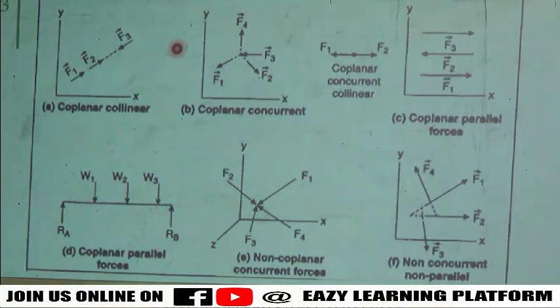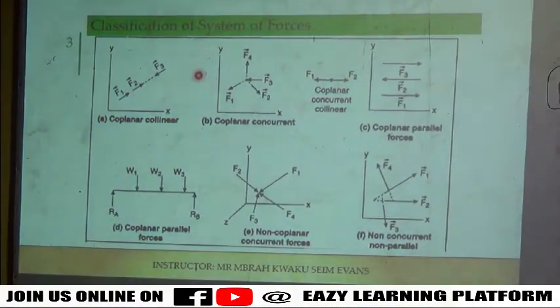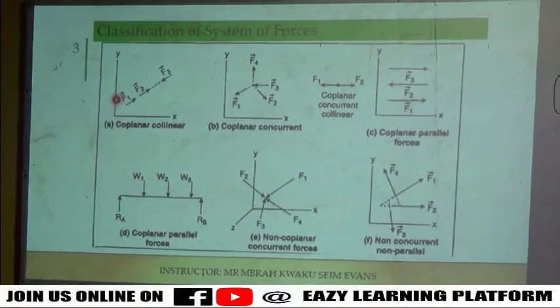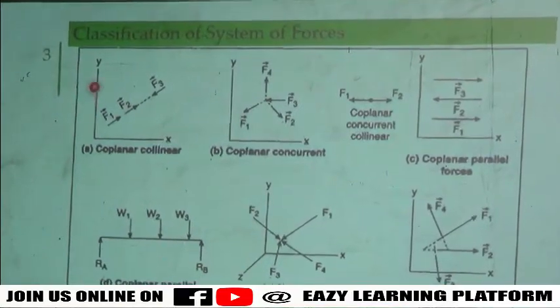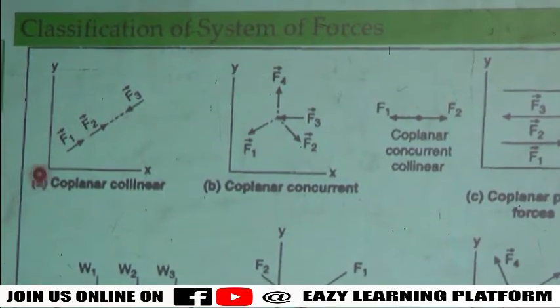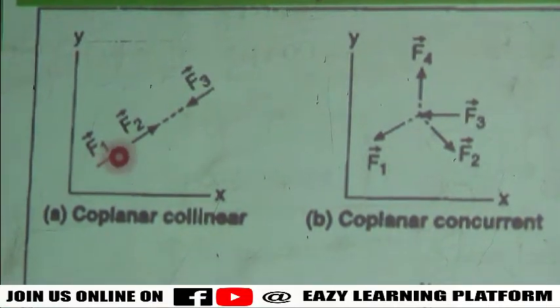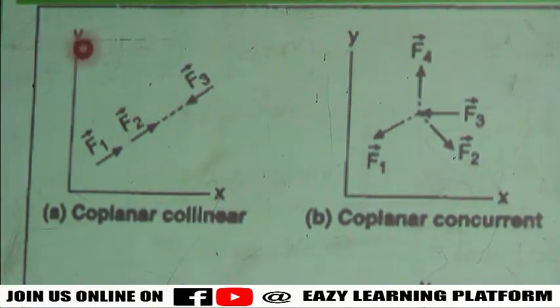Classification of forces. Now, earlier, we looked at collinear forces, coplanar forces. These are the diagrams to explain. So for coplanar, collinear, you see, this is the XY plane. Forces acting on the same plane, but F1, F2, F3 are in the same line. So they are collinear, they are acting along the same line, and they are in the same plane, XY plane.